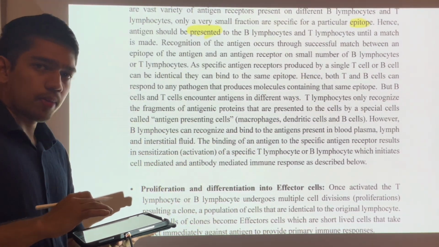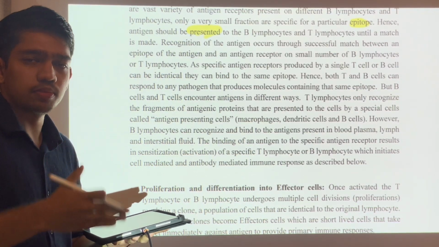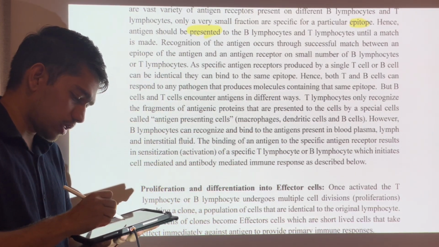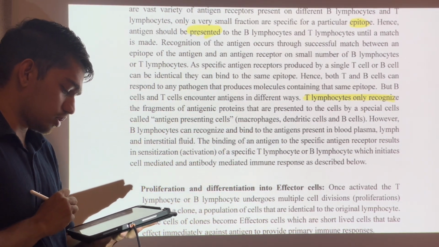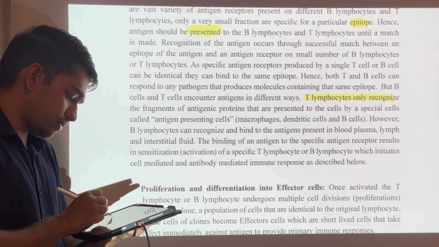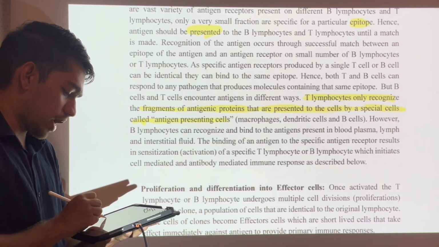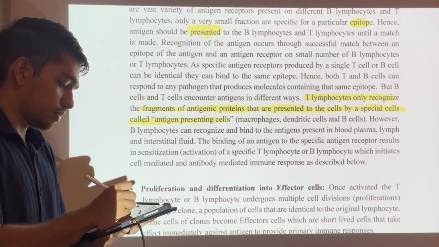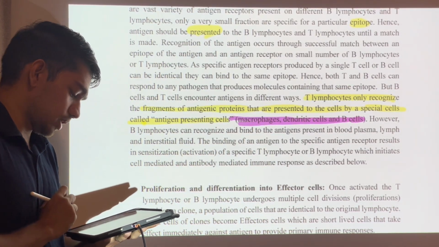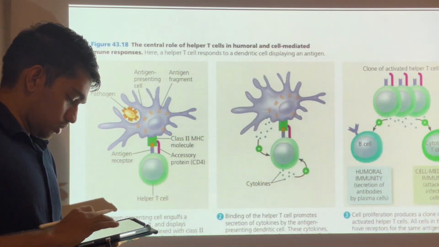Now we have to know that recognition by a T lymphocyte or B lymphocyte differs between B and T, right? First, let's see how T lymphocytes recognize antigens or epitopes. T lymphocytes only recognize fragments of antigenic proteins that are presented to them by special cells called antigen presenting cells. Antigen presenting cells, very important to remember, can be macrophages, dendritic cells, or B cells. So this is known as antigen presentation.